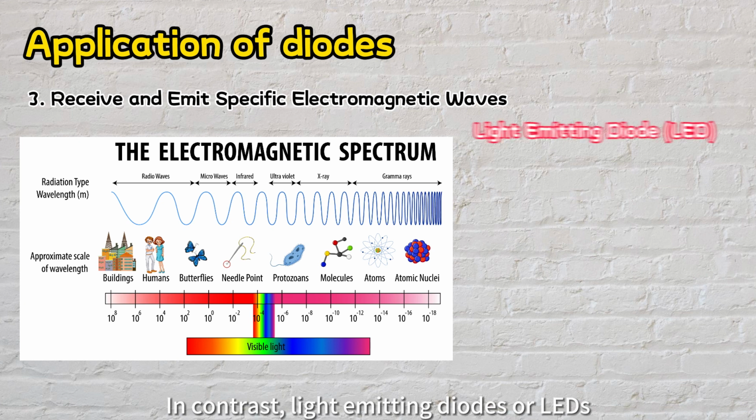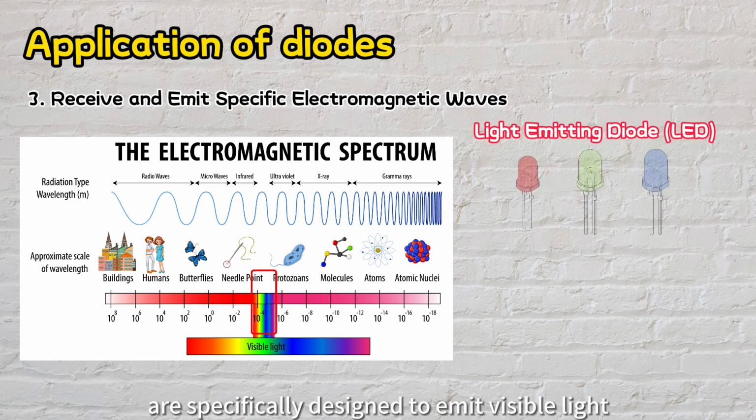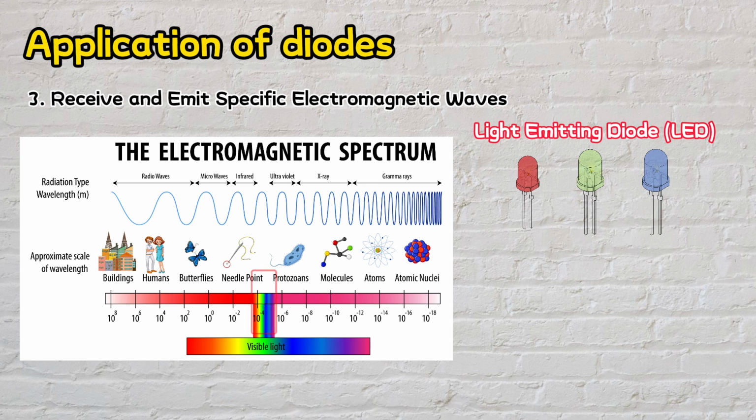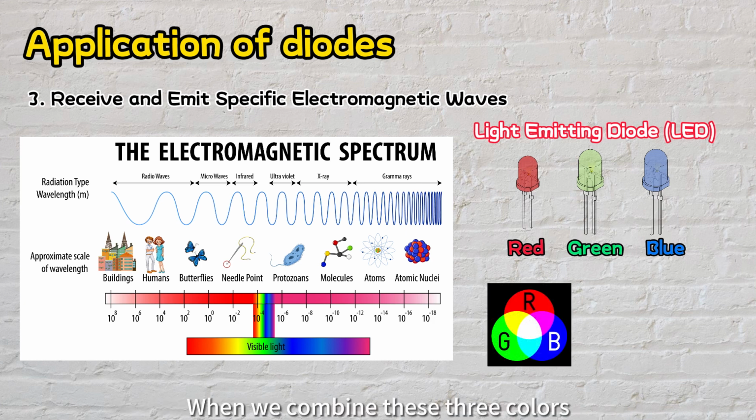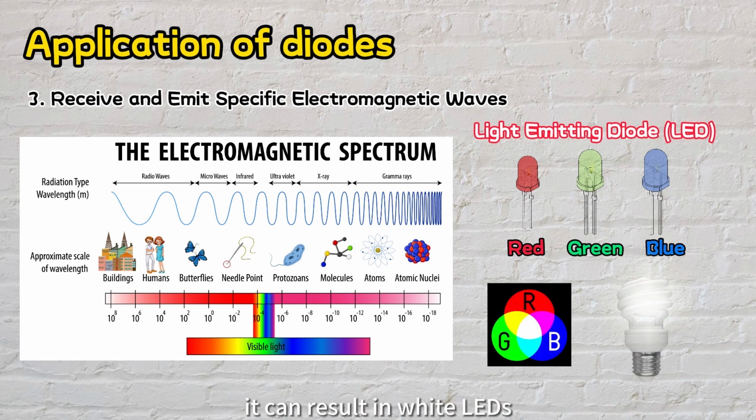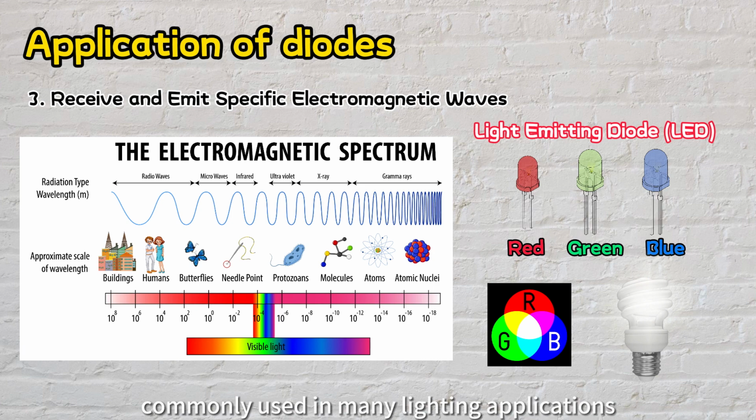In contrast, light-emitting diodes, or LEDs, are specifically designed to emit visible light in a range of colors. This includes the familiar red, green, and blue LEDs. When we combine these three colors, it can result in white LEDs commonly used in many lighting applications.